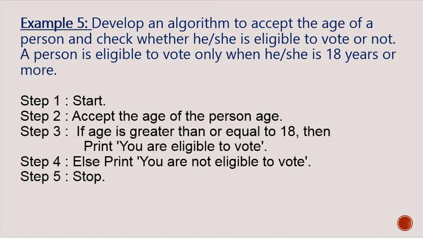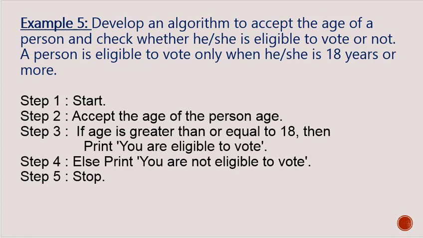In our next example, we have to develop an algorithm to accept the age of a person and check whether the person is eligible to vote or not. The criteria is given here. A person is eligible to vote only when he or she is 18 years or more.